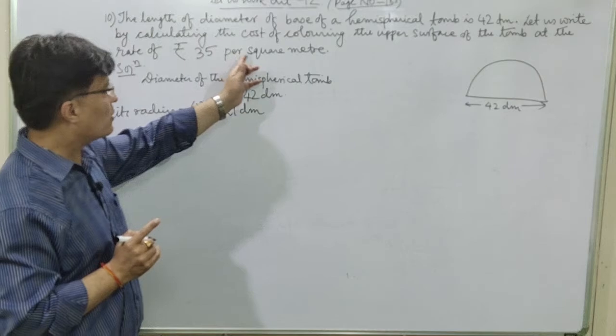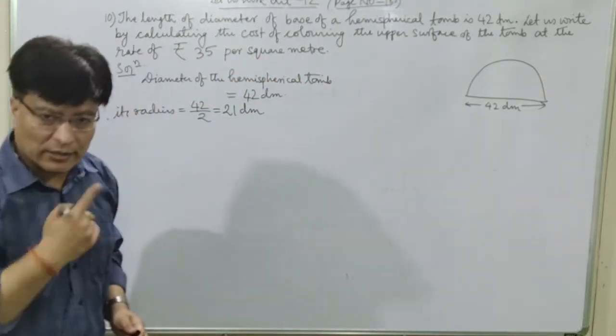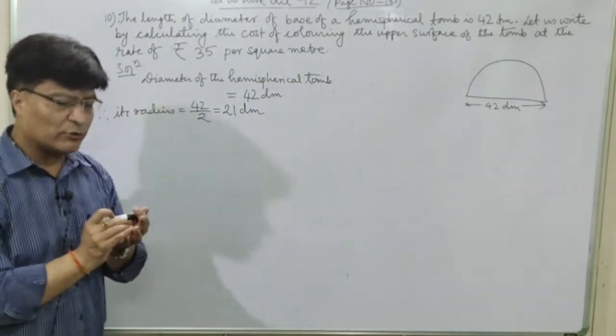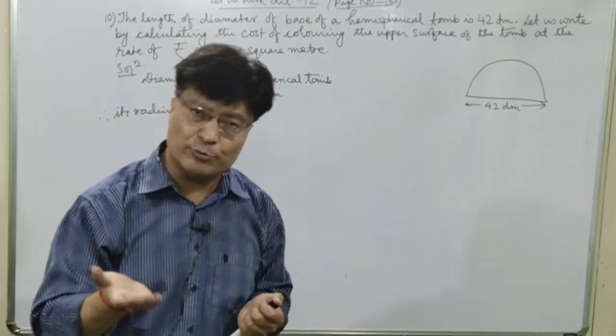Since here it is given per square meter, so let's convert it into meter. So how can you convert this decimeter into meter?